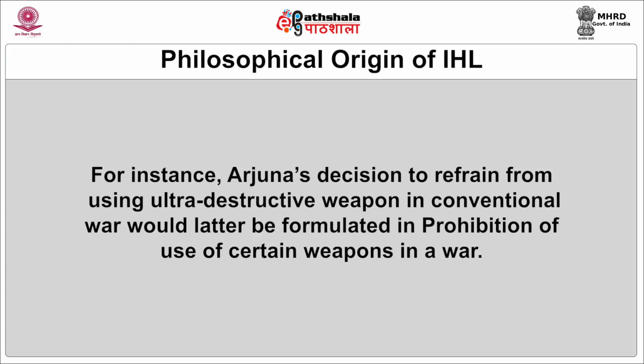Many practices, such as stopping hostilities at sunset or not attacking the unarmed, which were discussed in the Mahabharata, are still prevalent in contemporary humanitarian law. Other instances from within the text of the war set the stage for international humanitarian law doctrines to step in. For instance, Arjuna's decision to refrain from using an ultra-destructive weapon in a conventional war would later be formulated in the prohibition of the use of certain weapons in a war.